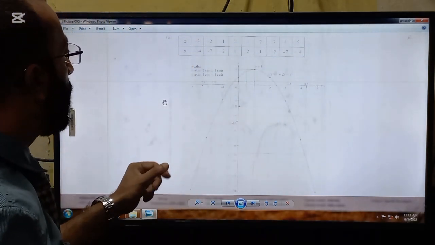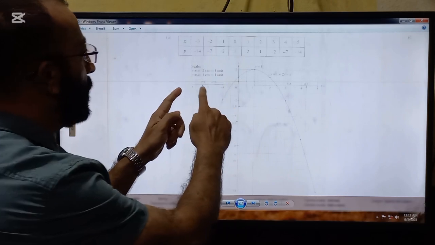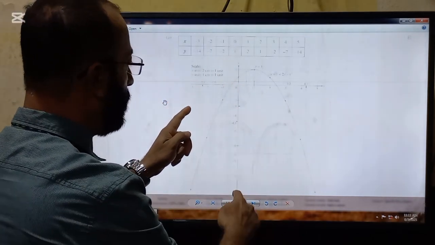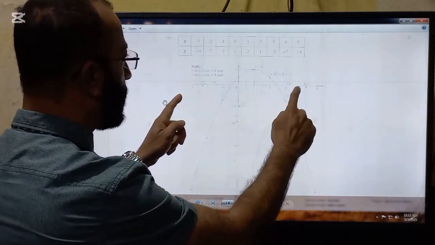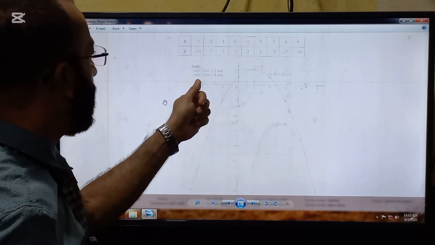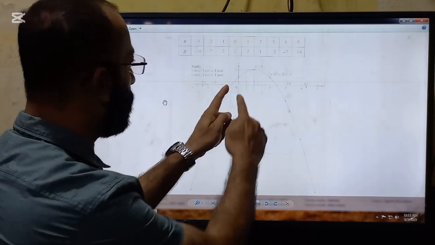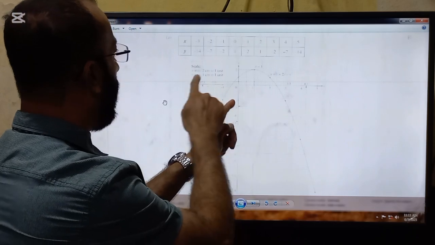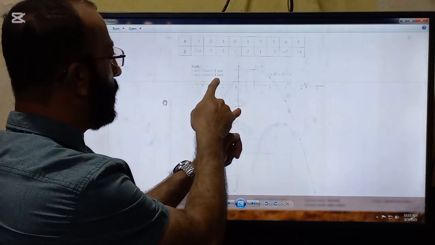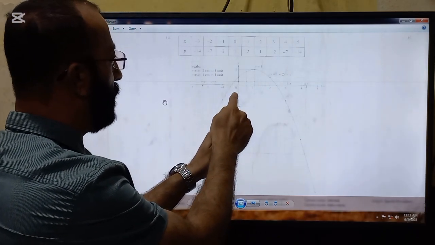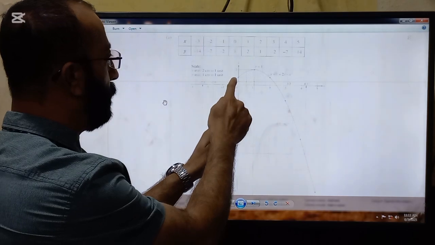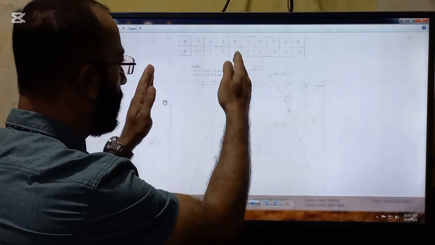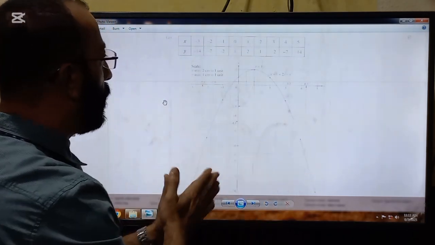Okay, next step, the scale is already given. So we will draw the scale. We will plot the scale on the x-axis and y-axis. 2 centimeters to represent 1 unit. So 2 boxes will be represented with 1 unit, and 1 centimeter to 1 unit, so one box will be represented on the y-axis with 1 unit. So this is the second thing which we have to follow.